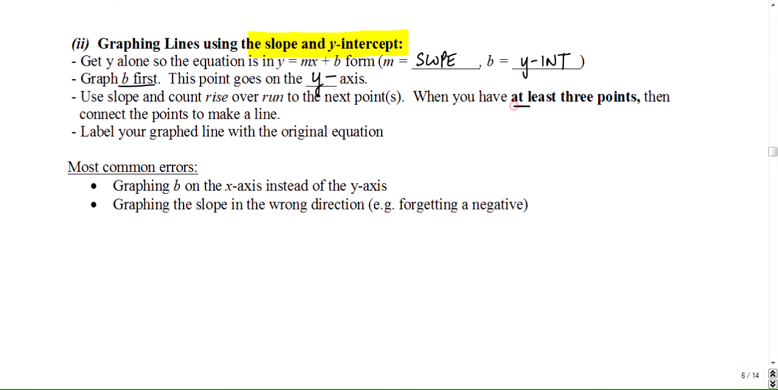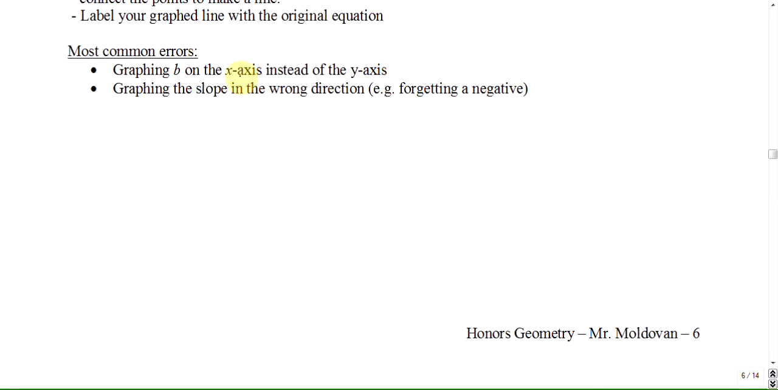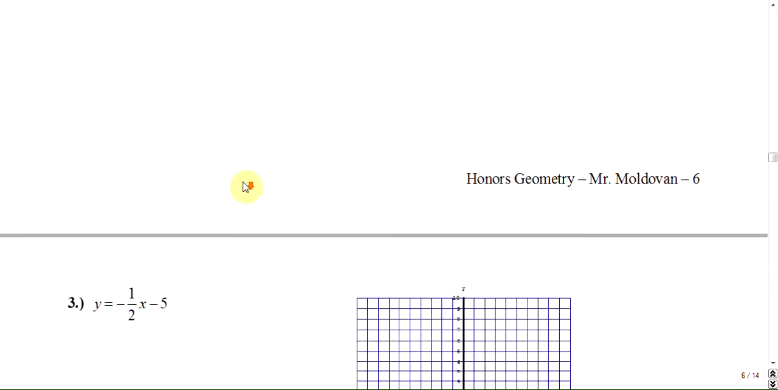And it's recommended that you do 3 points when you're graphing a line, because 2 points are always contained in one line, but 3 points are not necessarily. So it's a great way to check your work. There's some common mistakes. I'll let you read over those.